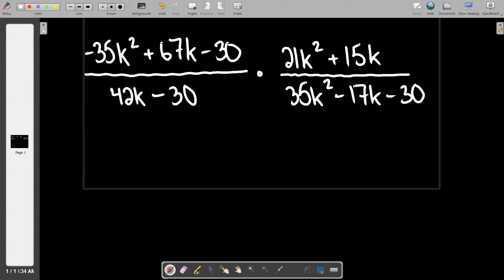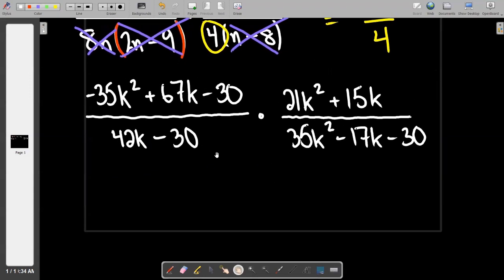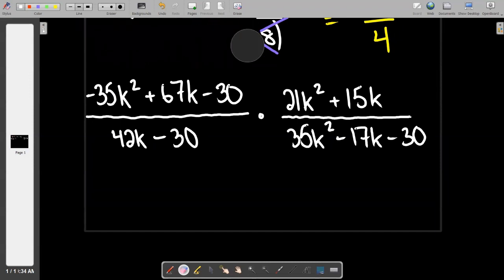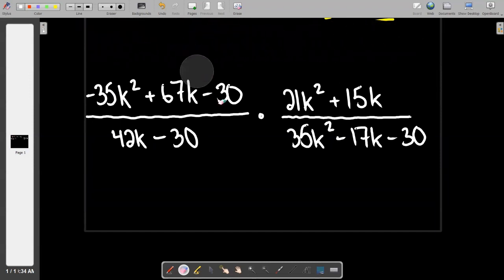Here we go. Let's go nice and organized. Let's start in the upper left-hand corner. What are we going to pull out of that?